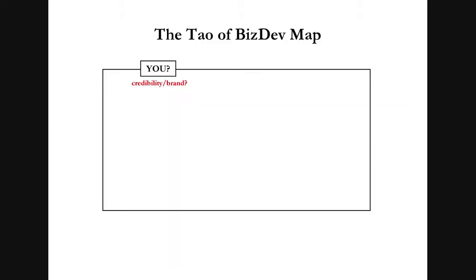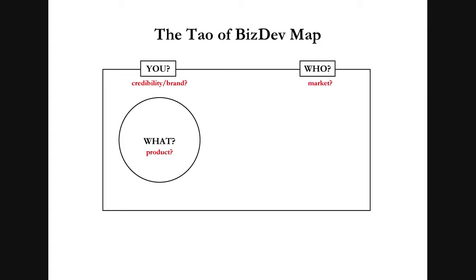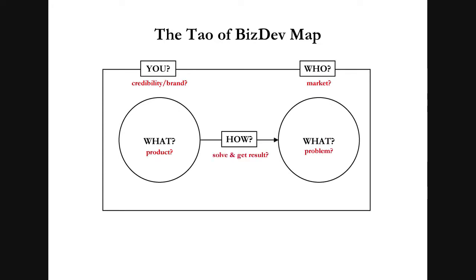Question 1. Who are you? What's your credibility? What's your brand? What's your reputation? Question 2. What? What's your product? What's your service? Question 3. Who are your clients? What's the market? Question 4. What problem do they have? What pain do they have? Question 5. How do you get results? What are the results? How do you solve it?